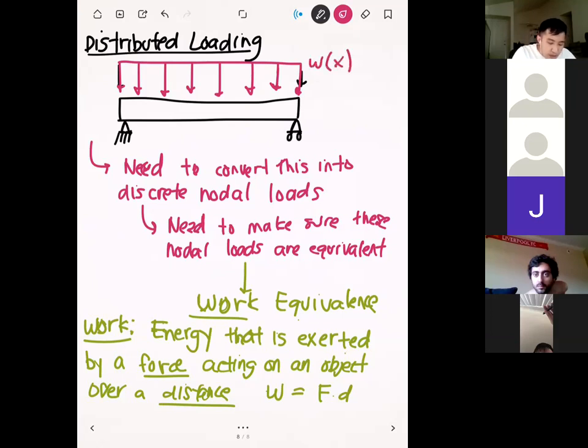Usually a distributed load, we'll give it the symbol W of x, has units of force per length. Those of you who might have taken me for finite elements before, W of x means another thing that we'll come back to after the midterm. But this is a different W of x. This W of x is a distributed load, so it has nothing to do with weighting functions yet. For now, W of x is just a force divided by length. Any questions on this before I turn the page?